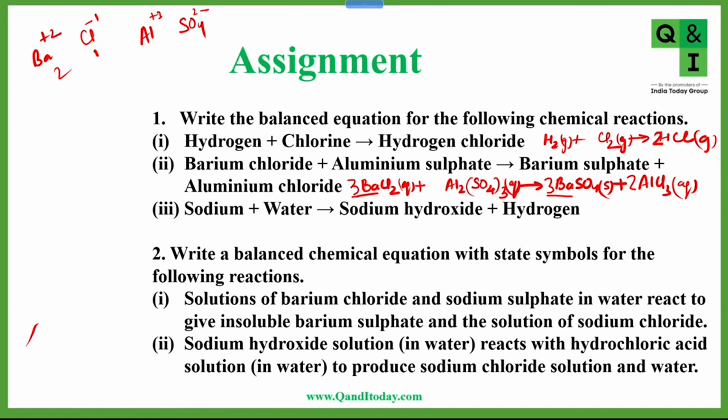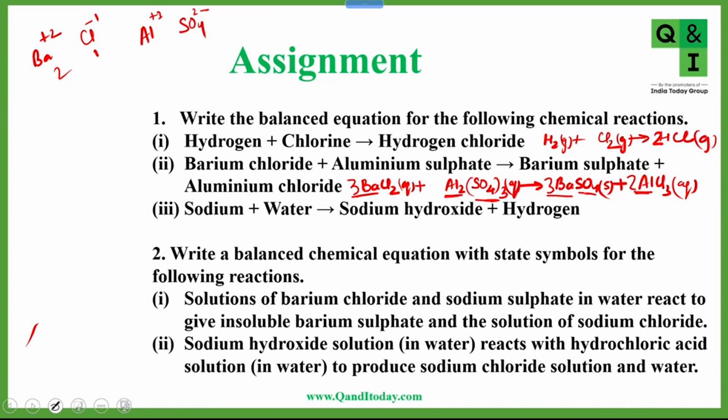Okay, so we got 3Ba, 3BaSO4 this side, and then Al2, one is 2 aluminium this side, 2 aluminium that side. Sulfate here we have 3 sulfate, and this side also we have 3. So this is the balanced equation. Very good.